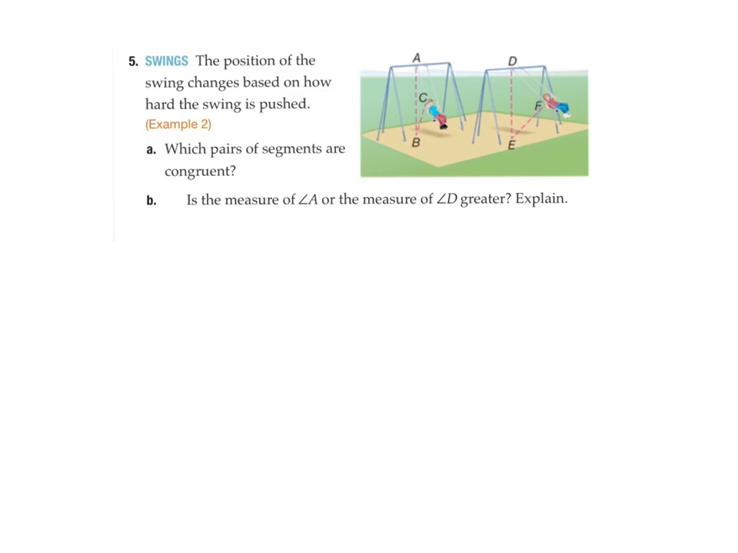So let's have a look at question 5. Two children on swings in the park maybe. The position of the swing changes based on how hard the swing is pushed, the position of each particular child. Let's have a look at what it's asking you first. Which are the pairs of congruent angles or sides? The first obvious one is from the top of the swing frame to the ground. So obviously we know that AB is congruent to DE.